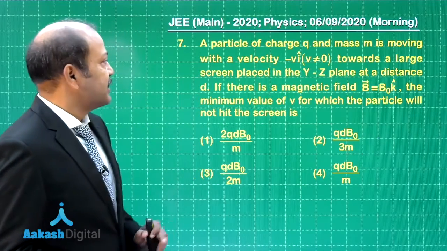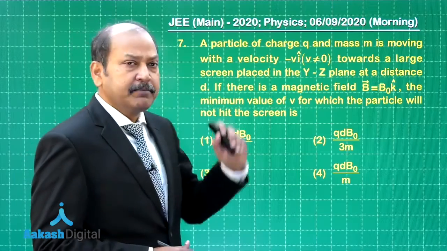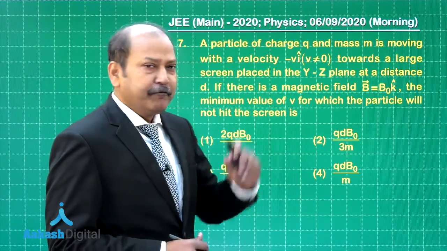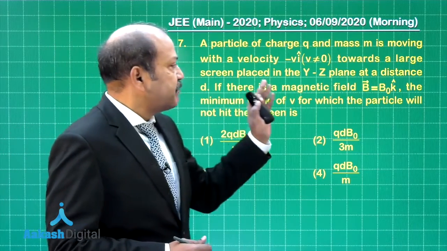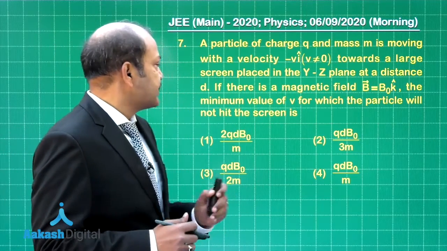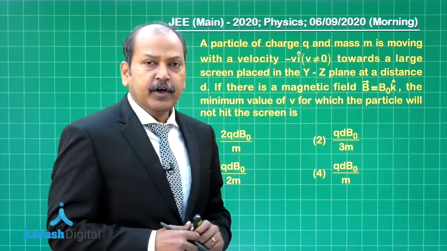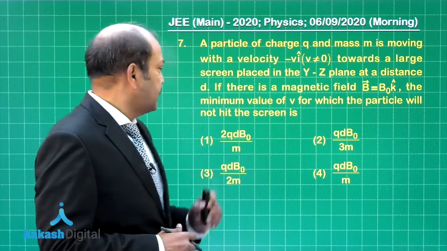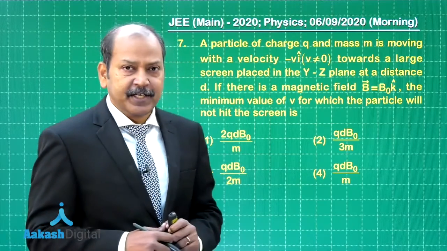Question 7 says a particle of charge q and mass m is moving with a velocity minus v i cap, where v is not equal to 0, towards a large screen placed in the yz plane at a distance d. If there is a magnetic field B equal to B naught k cap, the minimum value of v for which the particle will not hit the screen is.